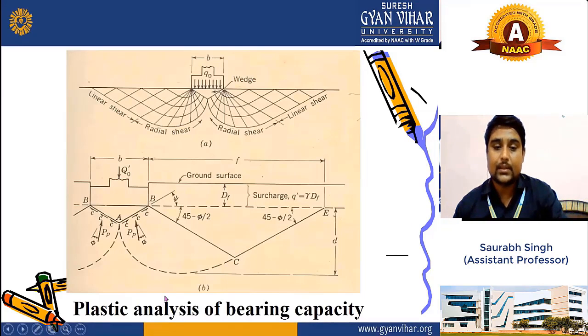Now, it is also very important to do plastic analysis of bearing capacity. This is your graph which is showing the plastic capacity, and we can also call it plastic analysis of your bearing capacity. You can see here this is your load, this is your structure which is transferring load into the ground, and this is your linear shear, and this is your radial shear. Radial shear is in the form of a curve, as you can see here.